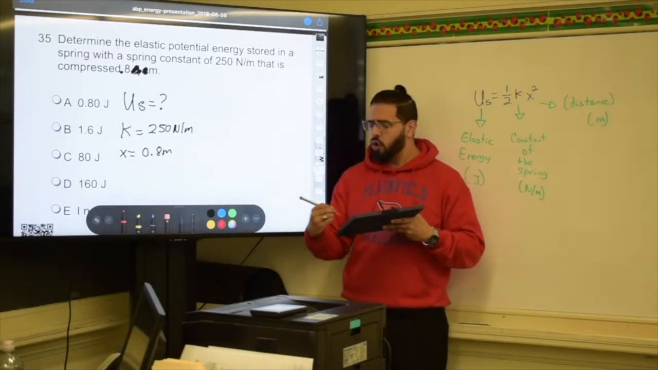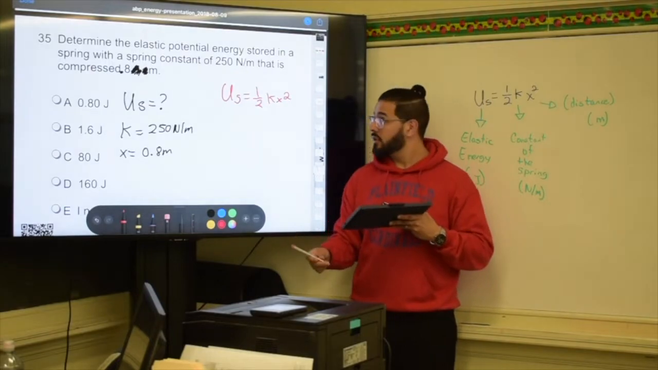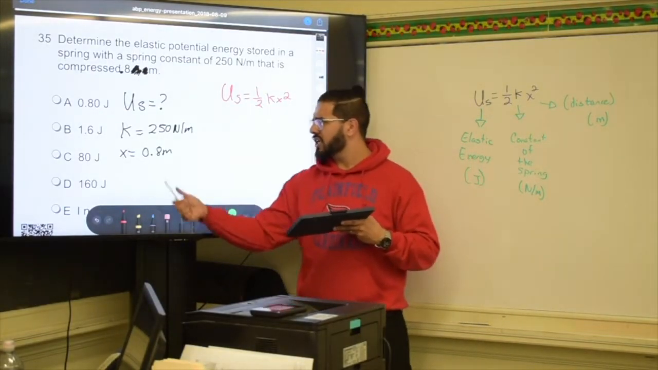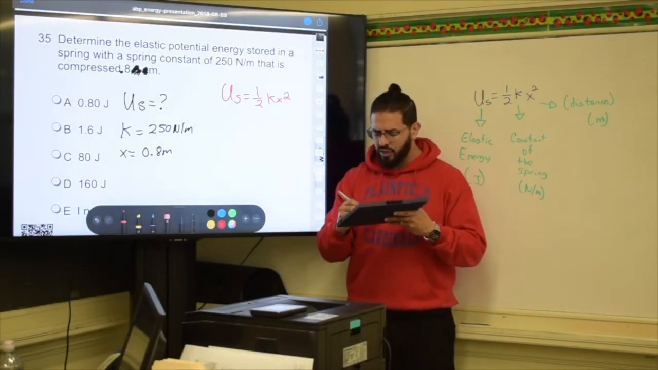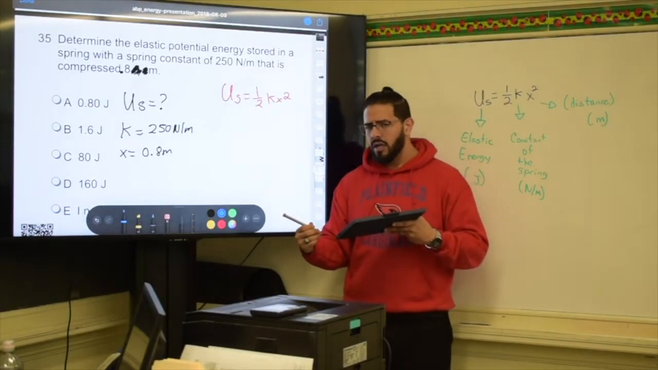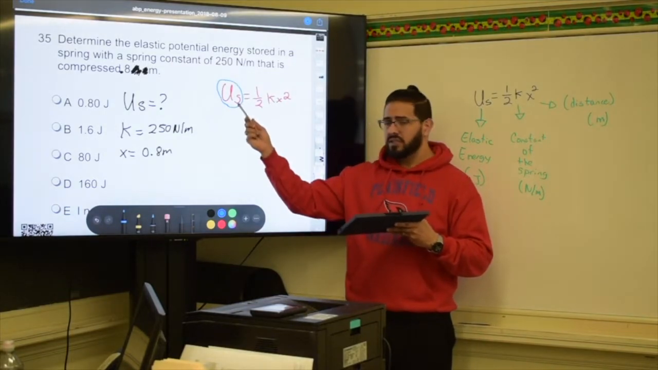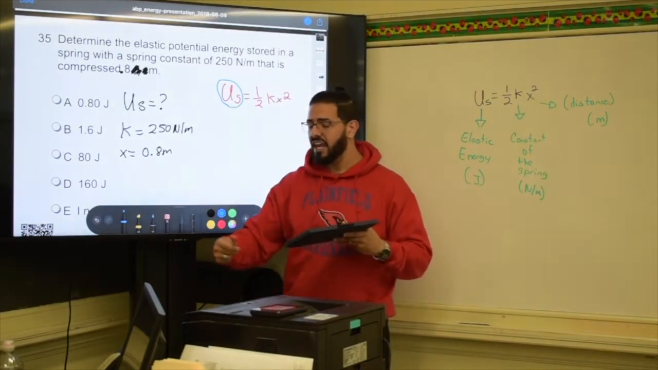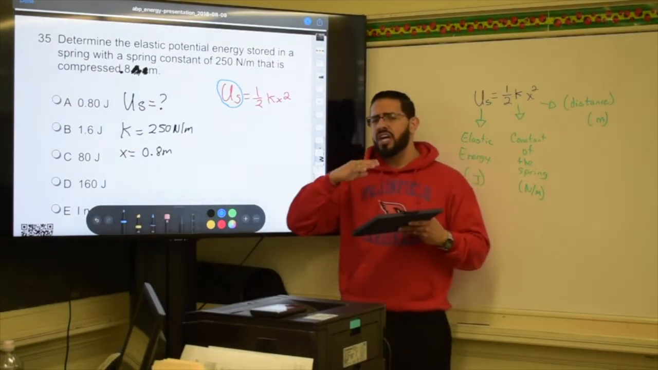Second step, we need to write the equation. The equation for this one is U_s is equal to half k x squared. Now, using this equation, we have the first step, data. Second step, write the equation. Third step is we need to ask a question: is the letter that we want alone or not? And we see right here, U_s is alone. The elastic potential energy is alone. That means we don't need to cancel the equation. We only need to substitute the numbers.